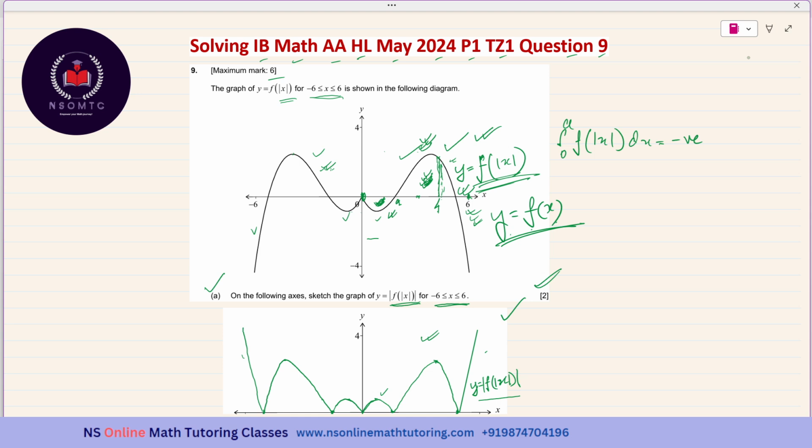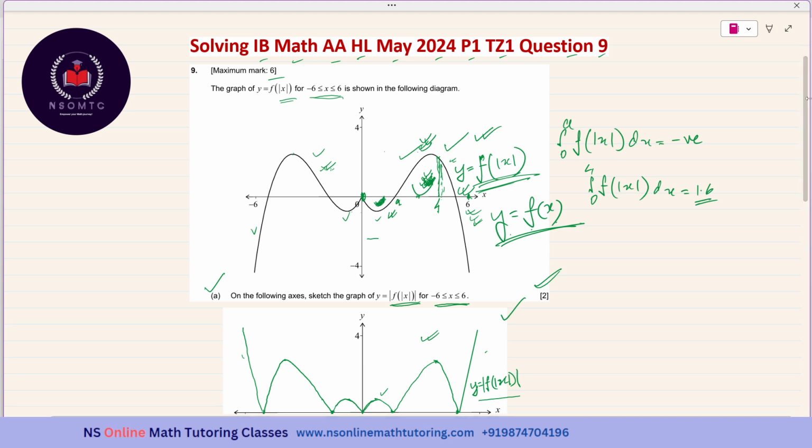So the answer for the integral from 0 to 4 of f of absolute value of x dx will be this answer minus this answer, which is given as 1.6. This much we are understanding. This has been given to us: this minus this is equal to 1.6.